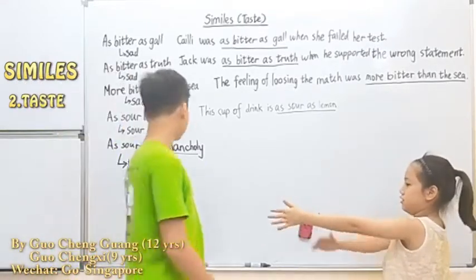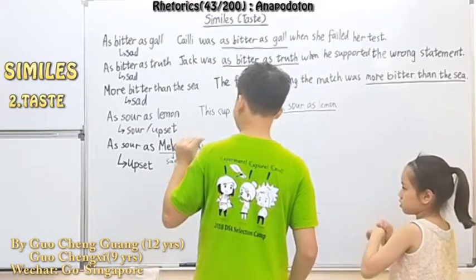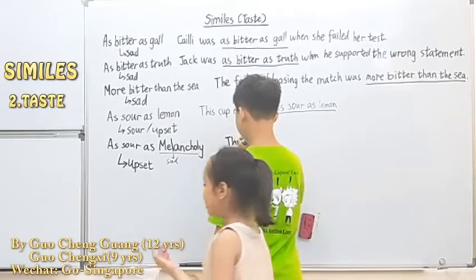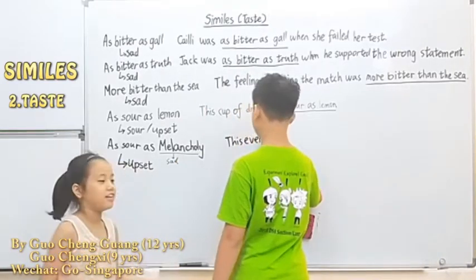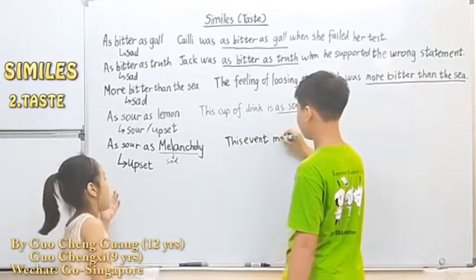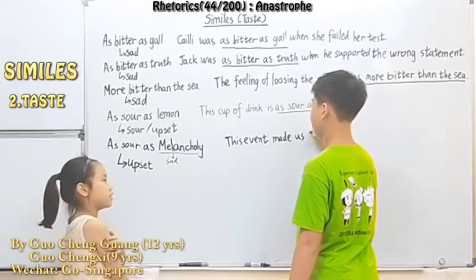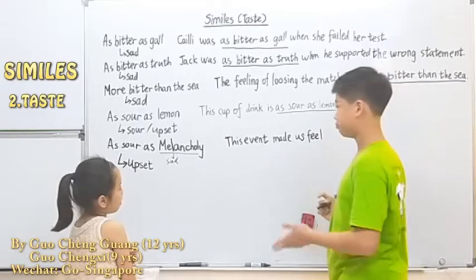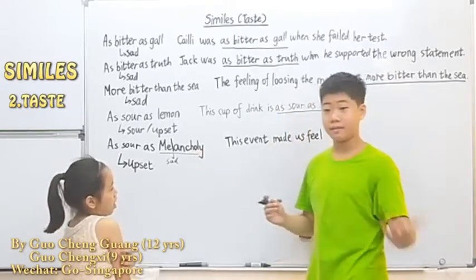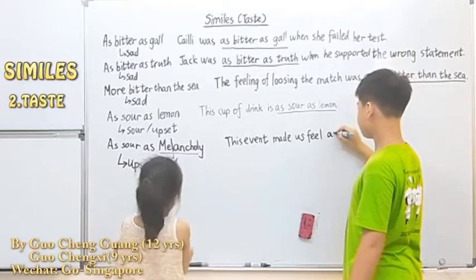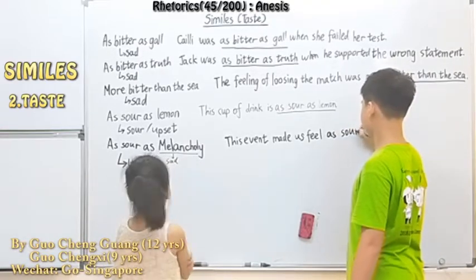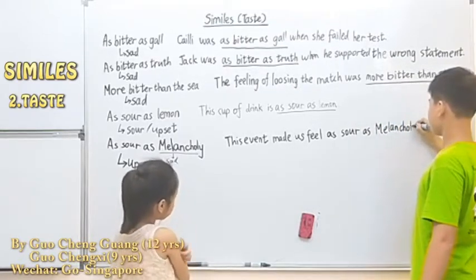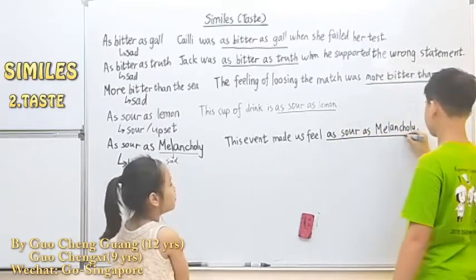So give an example. How can you say that someone feels very sad? It can be like, this guy is as sour as melancholy. But then let me ask you, can it be annoyed or not? Annoyed? Okay. But usually it's about something sad that happened. This event made us feel as sour as melancholy as we saw a sad story.